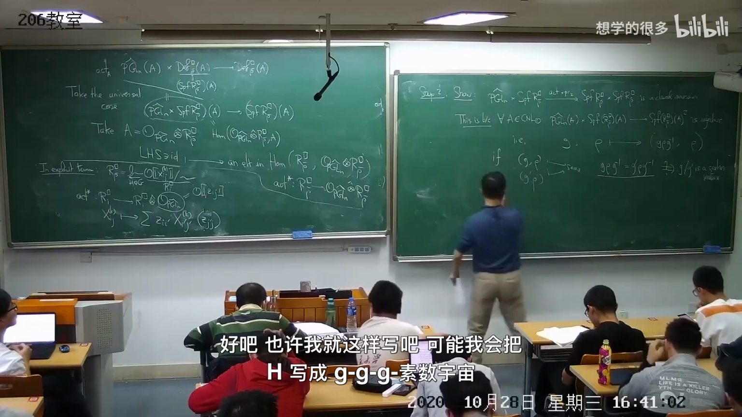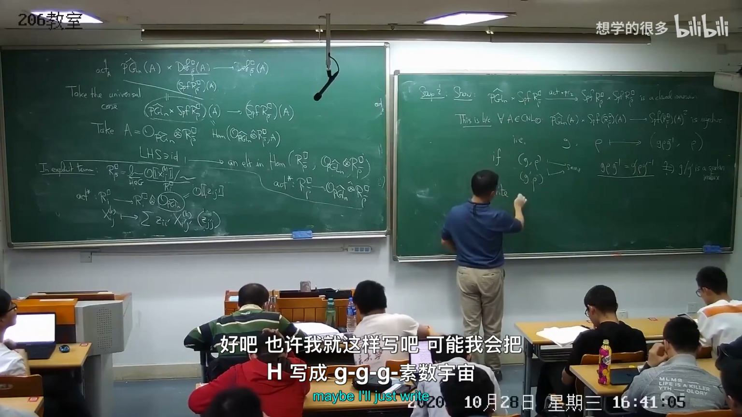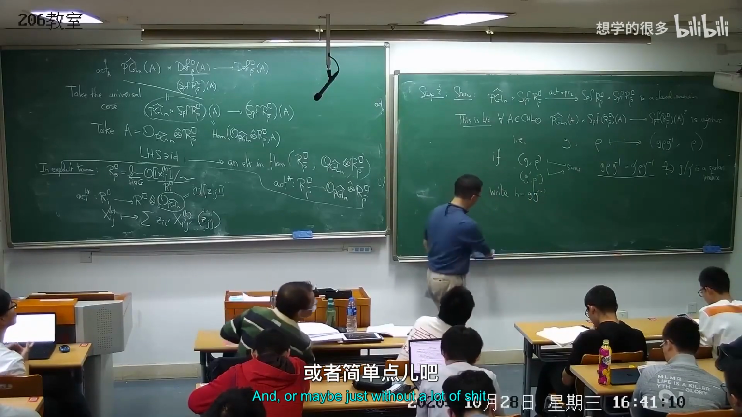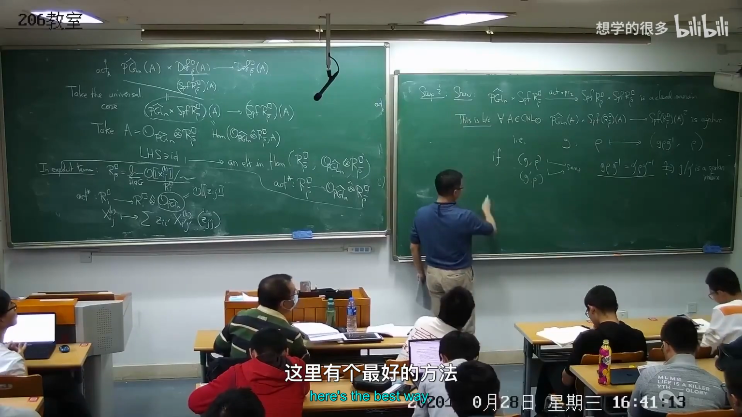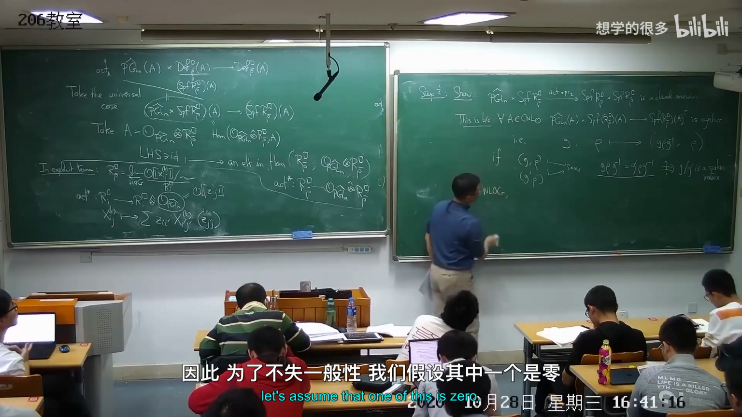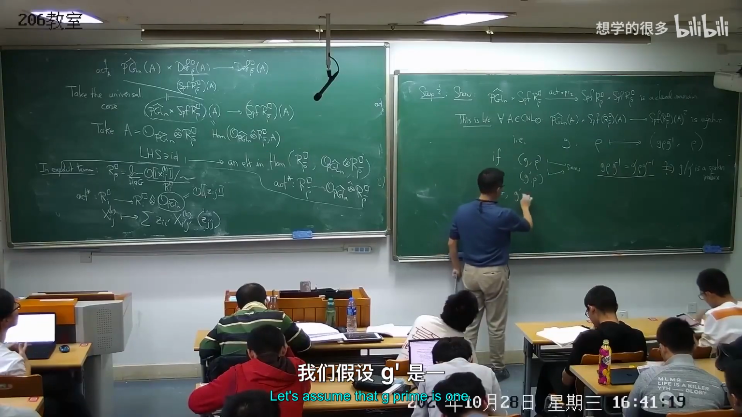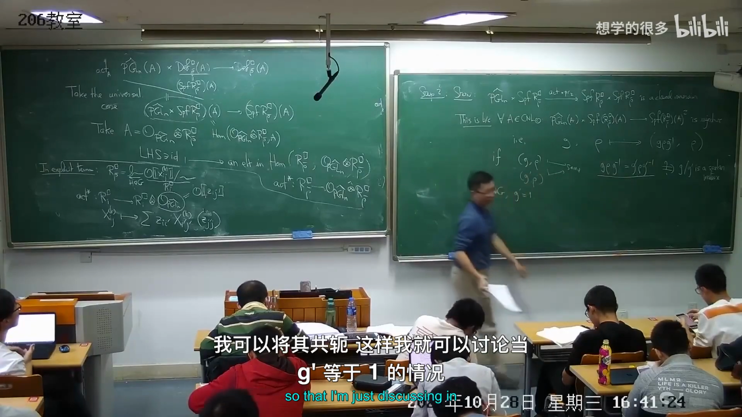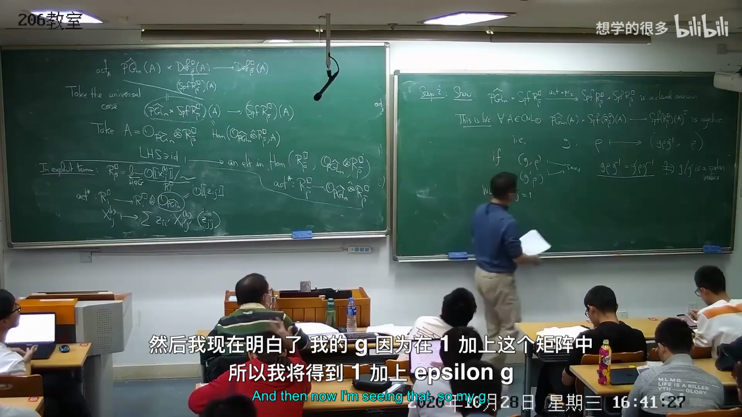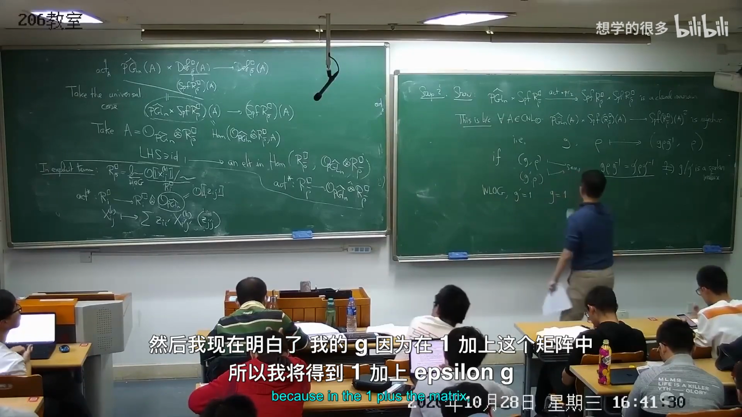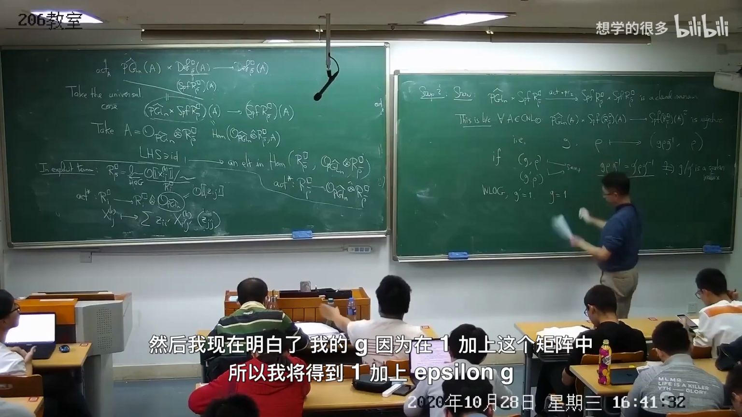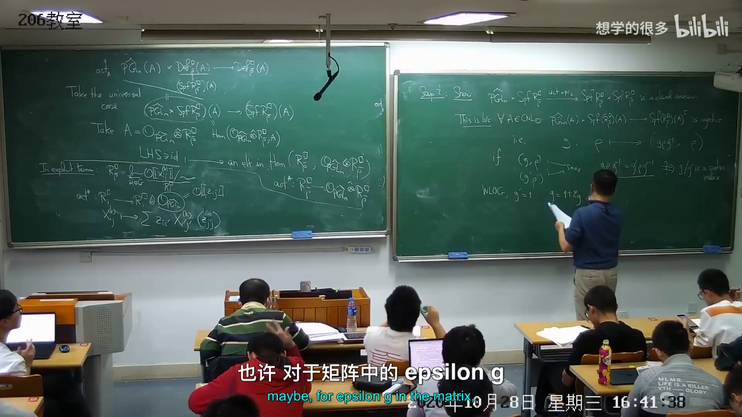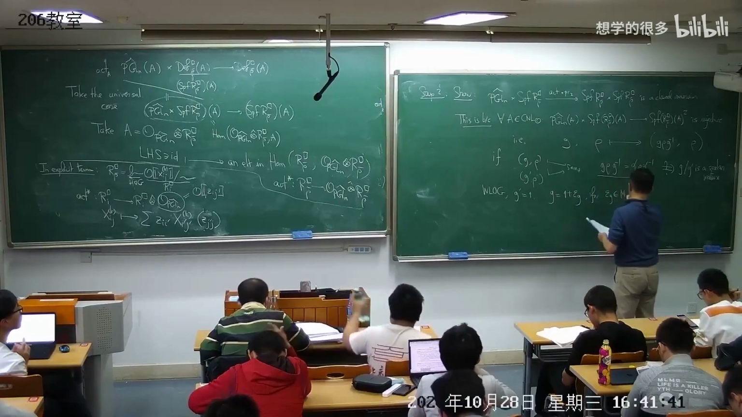Well, maybe I'll just write H to be the G prime inverse, or maybe, without loss of generality, let's assume that G prime is 1. Okay, I can conjugate it so that I'm just discussing the case where G prime is 1, and then my G is in 1 plus the matrix, so I'll have 1 plus epsilon g, for epsilon g in the matrix.